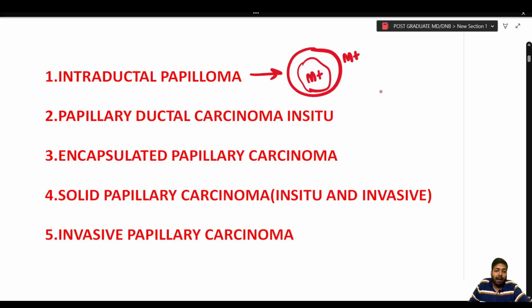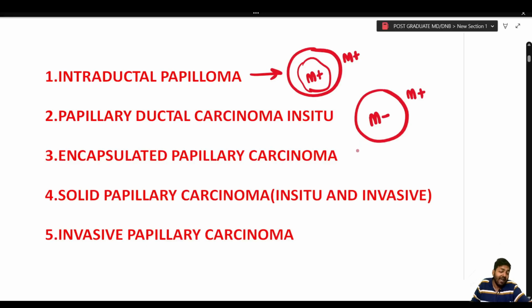If we are looking at the papillary ductal carcinoma in situ, over here this is a duct, and there is a lesion over here. In case of papillary ductal carcinoma in situ, the myoepithelial cells inside the papillary lesion are negative, whereas the myoepithelial cells on the outer aspect are positive. The myoepithelial cells in the periphery are positive, but the myoepithelial cells in the center are negative.